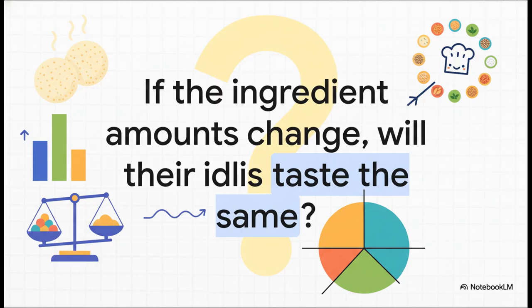So let's try a fun little puzzle. Imagine Vishwanath is making a huge batch of idlis with 6 cups of rice and 3 cups of dal. At the same time, Puneeth is making a smaller batch with 4 cups of rice and 2 cups of dal. Now the big question is, will their idlis taste the same? Are their recipes actually identical, even though the amounts are different? How can we be sure?